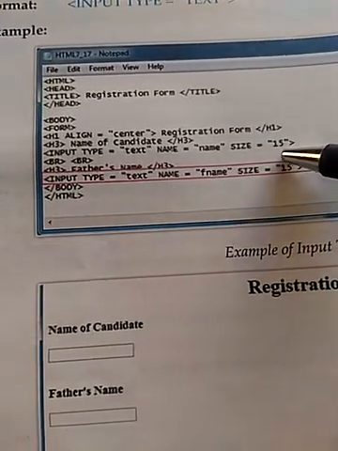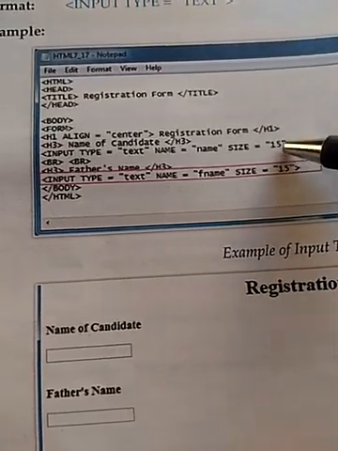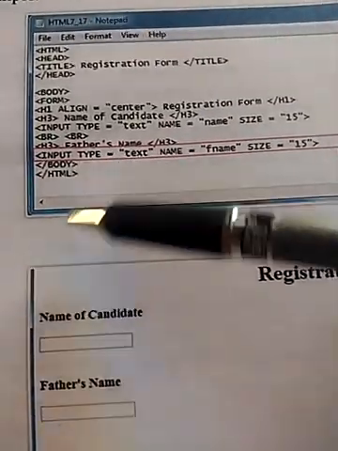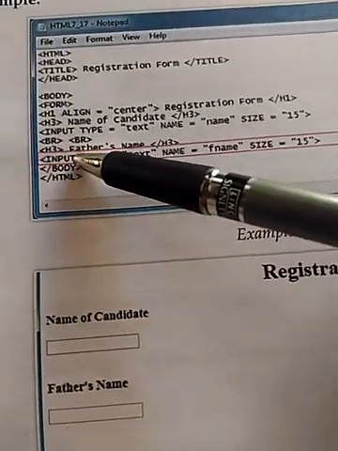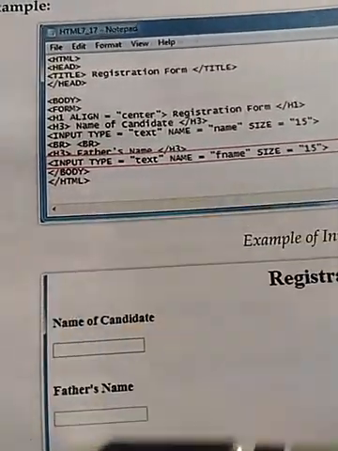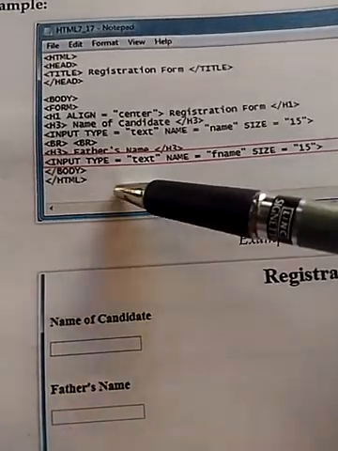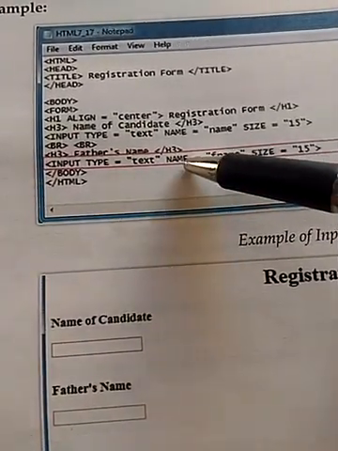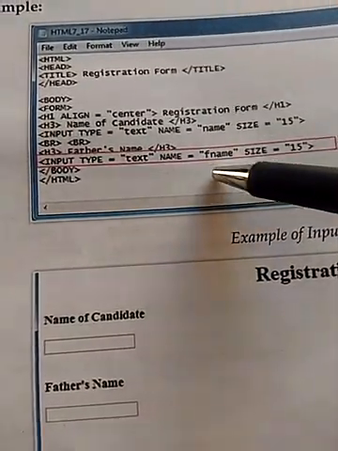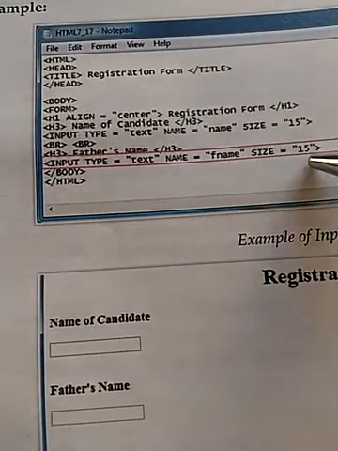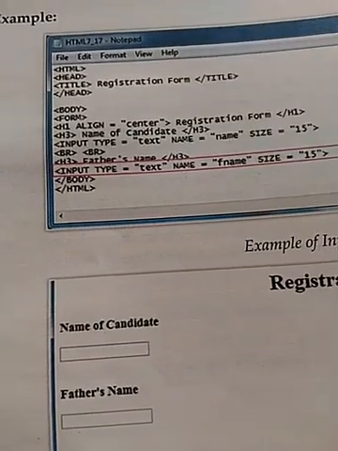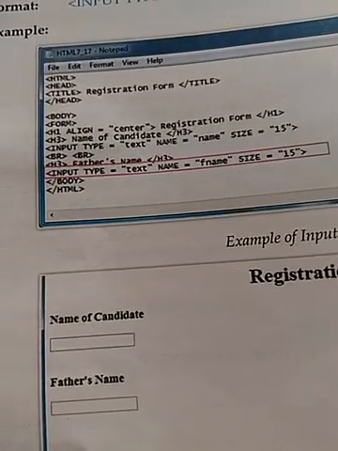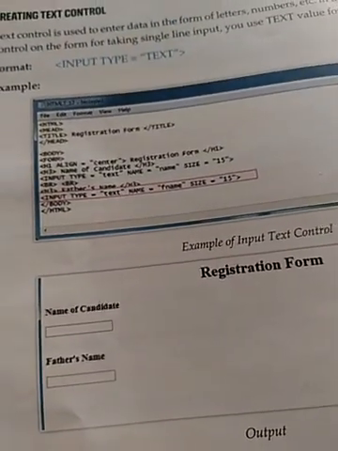And the size means 15. You can enter a maximum of 15 characters. Likewise, enter father's name. So again there is a subheading, father's name. Again input, type as text, name we have defined as F name and the size is 15. So in this way you can define a text box on a web page. Let's see an example.